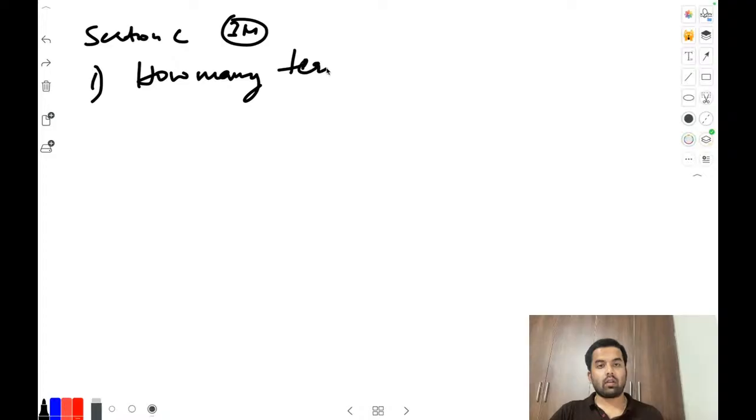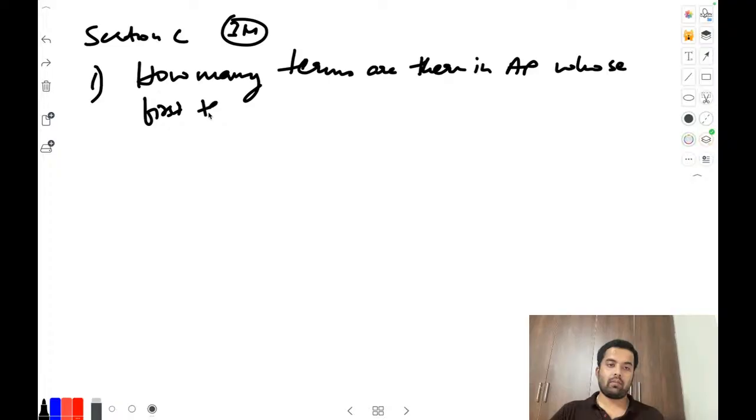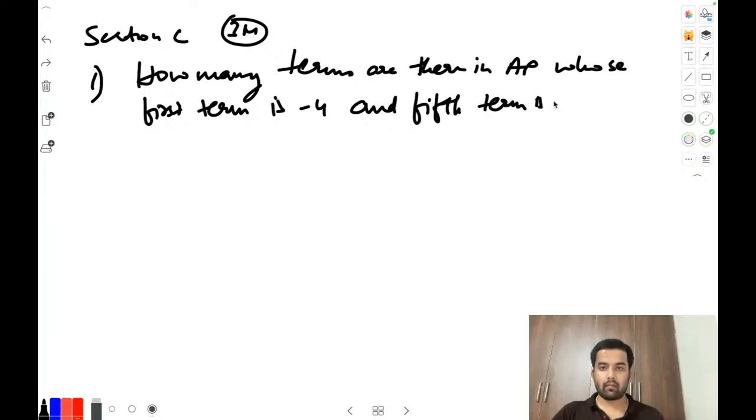terms are there in an AP whose first term is -14 and fifth term is 2. Put the full stop. The last term is also given. The last term is 62. Figure out first what is given.